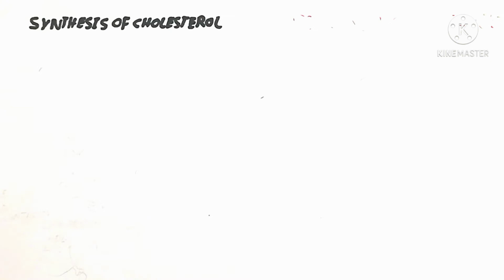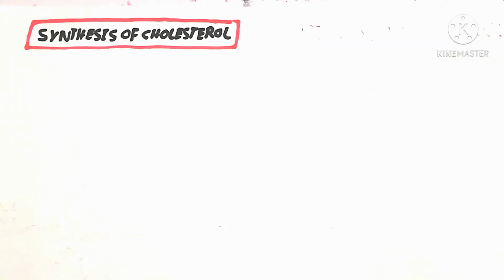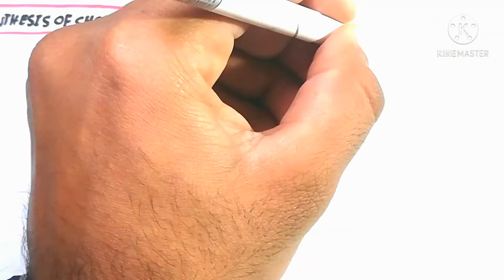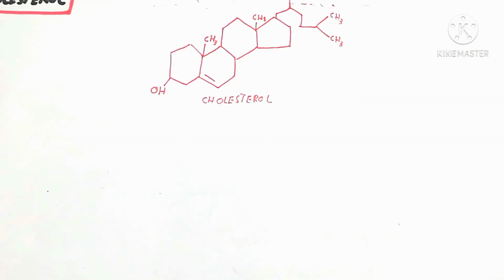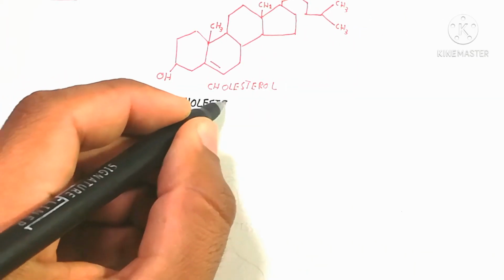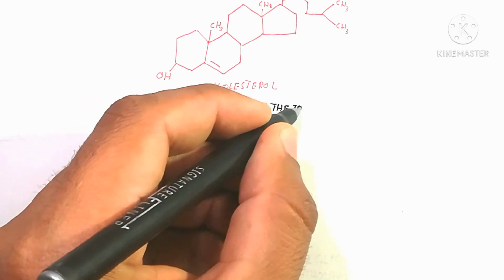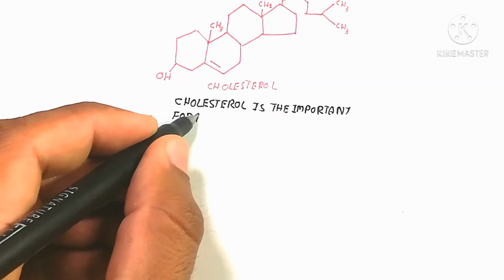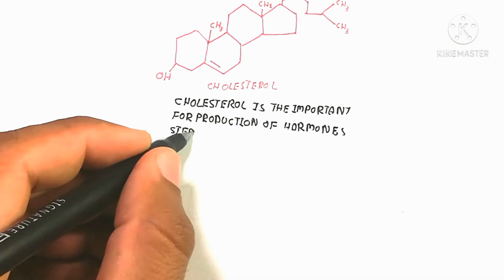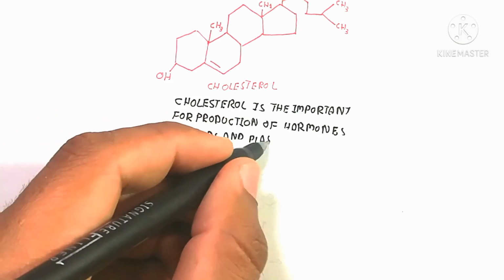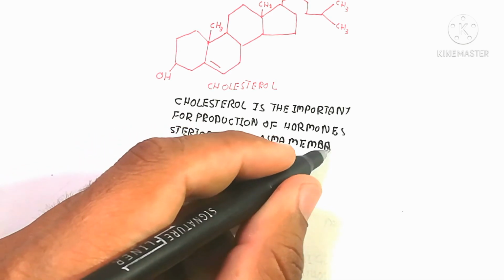So today we will discuss the synthesis of cholesterol. The cholesterol diagram is like here: four carbon-containing rings and one smaller chain. Cholesterol is important for the production of hormones, steroids and the plasma membrane.